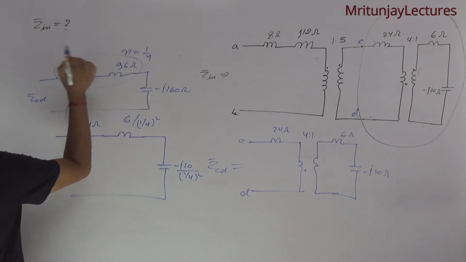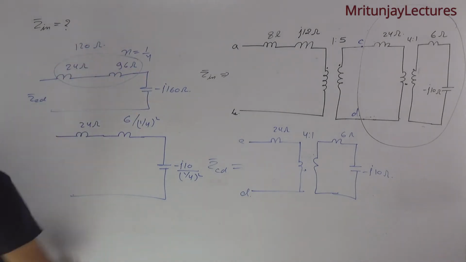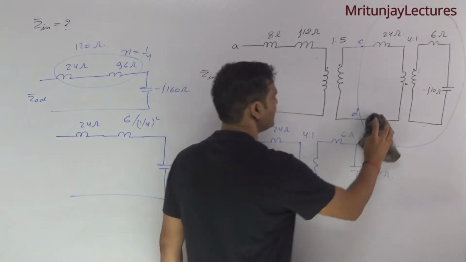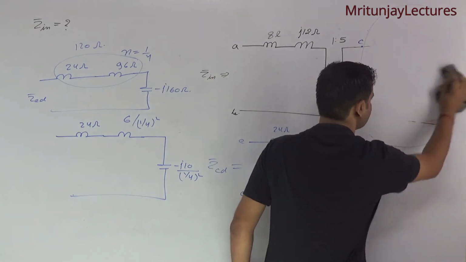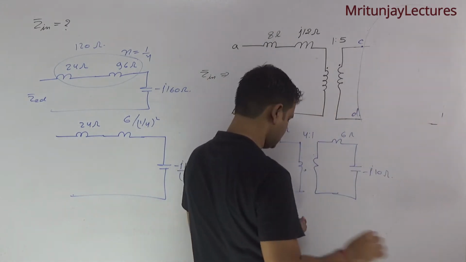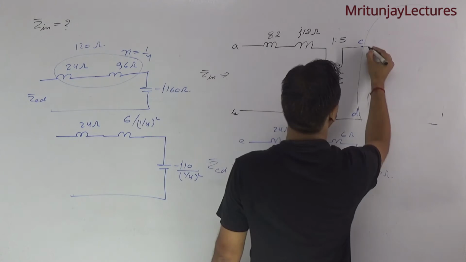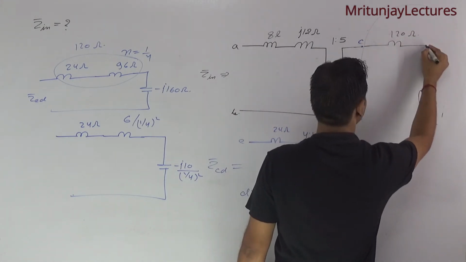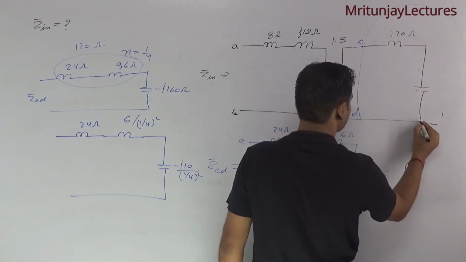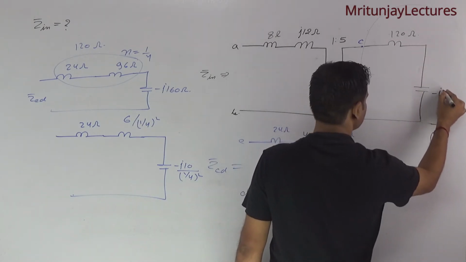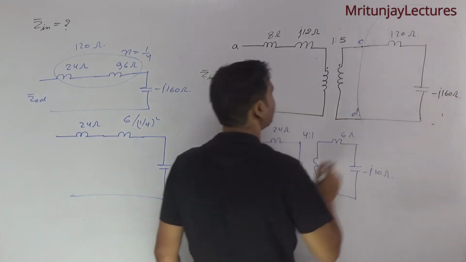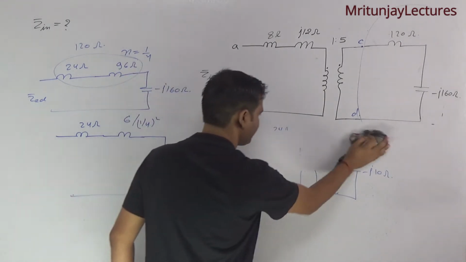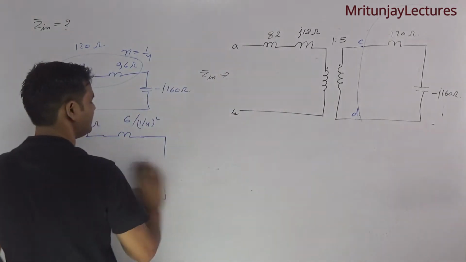Finally, this one is 120 ohm. So if this corresponds to CD, you can also write it as 120, and this one written as minus J160 ohm. Clear? After resolving this circuit, finally make it like this one.